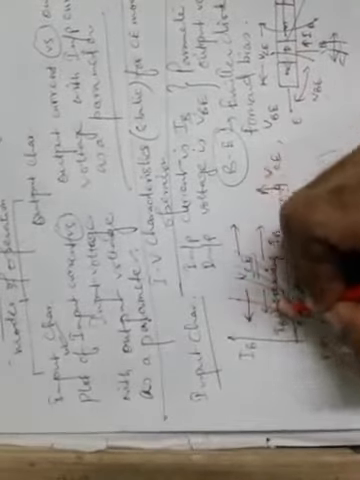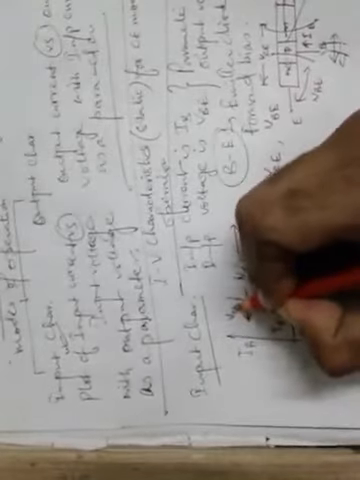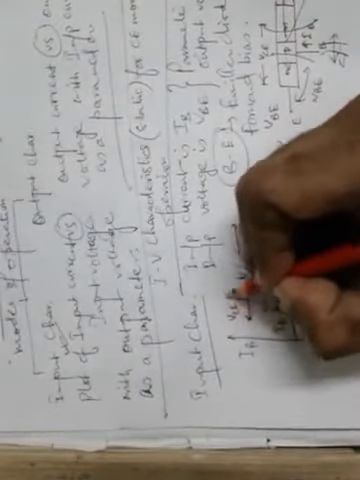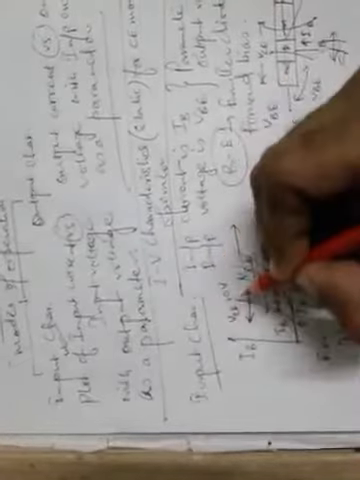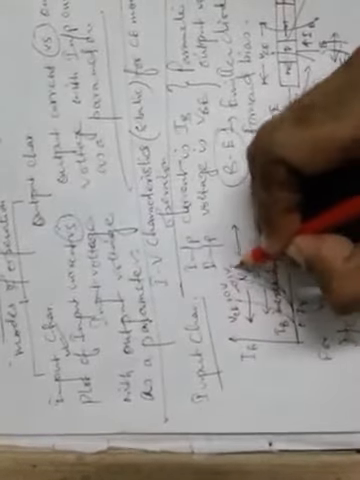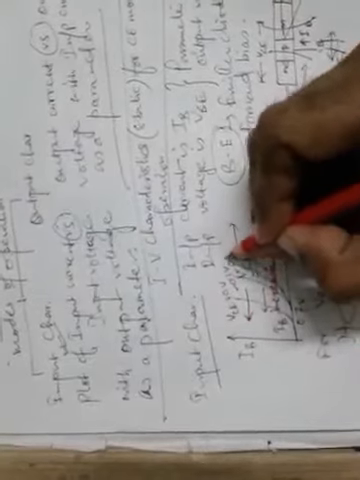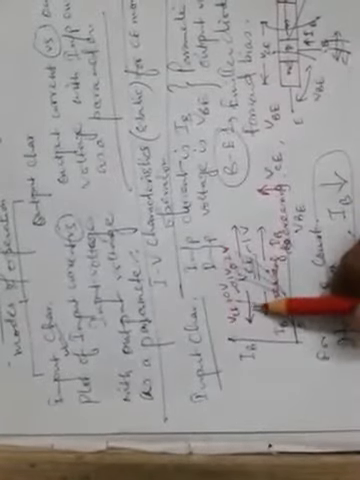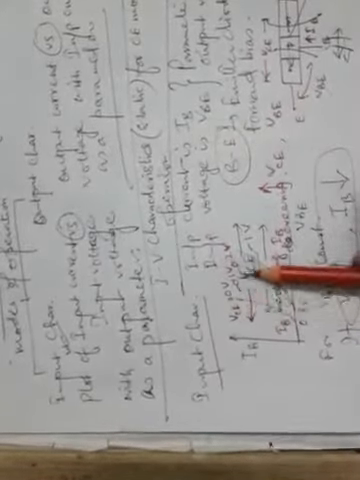So the maximum value for IB should be this curve. Suppose this is for VCE equal to 0 volt. Now as we go on increasing VCE negatively, that is minus 0.1 volt, minus 0.2 volt and minus 1 volt, we will see that the base current characteristic curve will be gradually shifting towards the right.